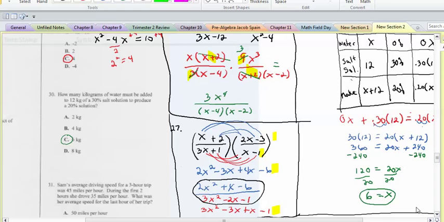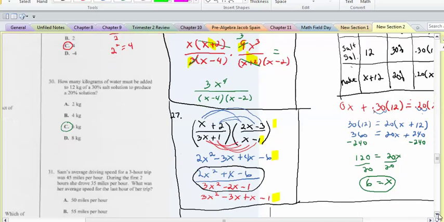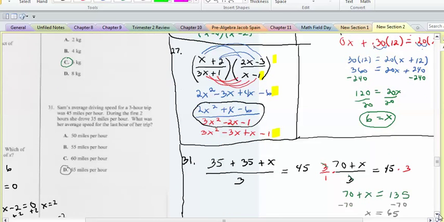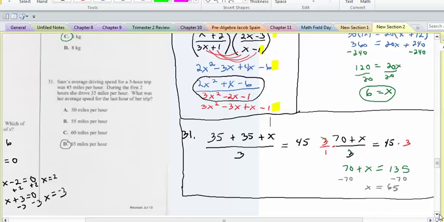Okay, number 31. 31's work is down here. Okay, Sam's average driving speed for a 3-hour trip is 45 miles per hour. During the first 2 hours, she drove 35 miles per hour. What was her average speed for the last hour of the trip? So information that we know. We know that the first 2 hours, she drove 35 miles per hour. That's where these came from.